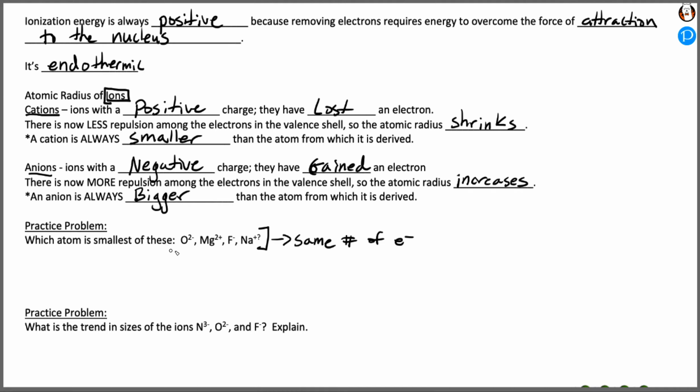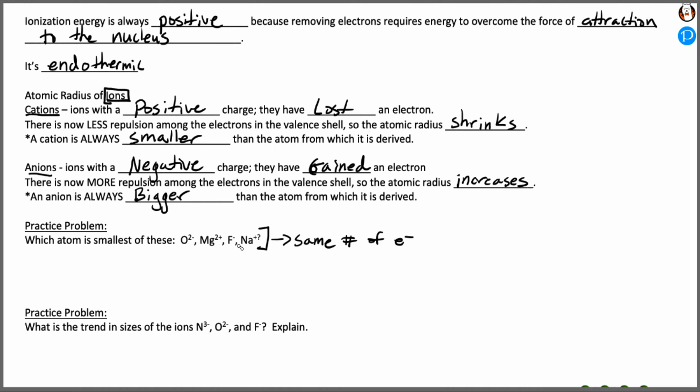But which one is going to be the smallest? Well, just looking at these four, the ones that have the positive charge are going to be smaller than the ones that have the minus charge, right? Because we just talked about it up here: as we get a positive charge, we're getting smaller. As we get a negative charge, we're increasing in size. So let's think about magnesium and sodium.